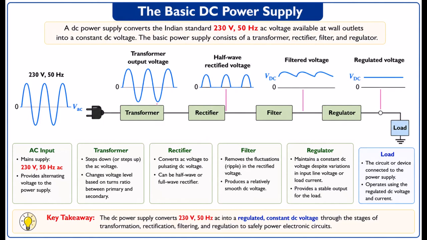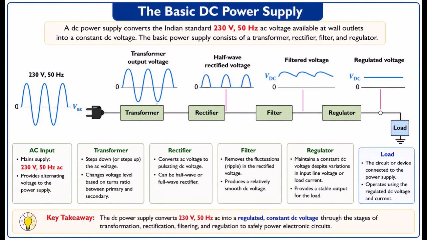It compensates for variations in the input voltage and changes in the current drawn by the load. For example, the filtered voltage may vary because of ripple or fluctuations in the mains supply. The load current may also change when the connected circuit changes its operating condition. The regulator responds to these variations and keeps the output voltage stable. The regulated waveform is represented by a straight horizontal line. This indicates a constant DC voltage with practically no variation under normal operating conditions.